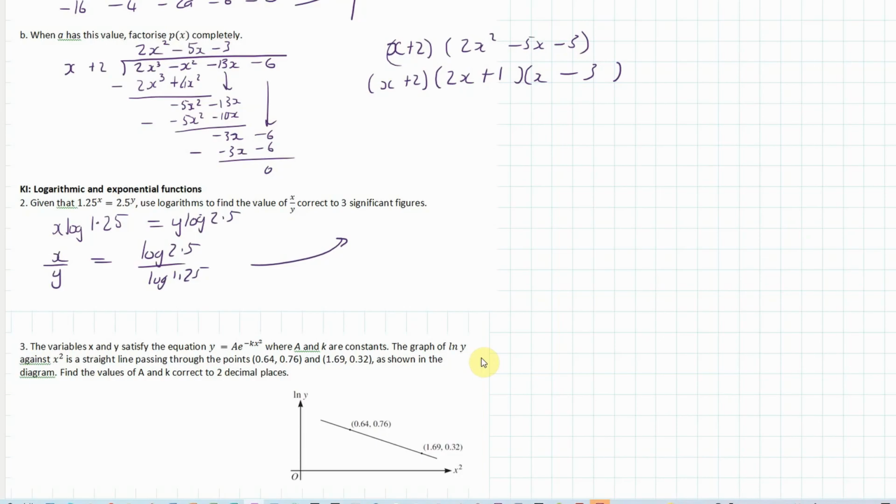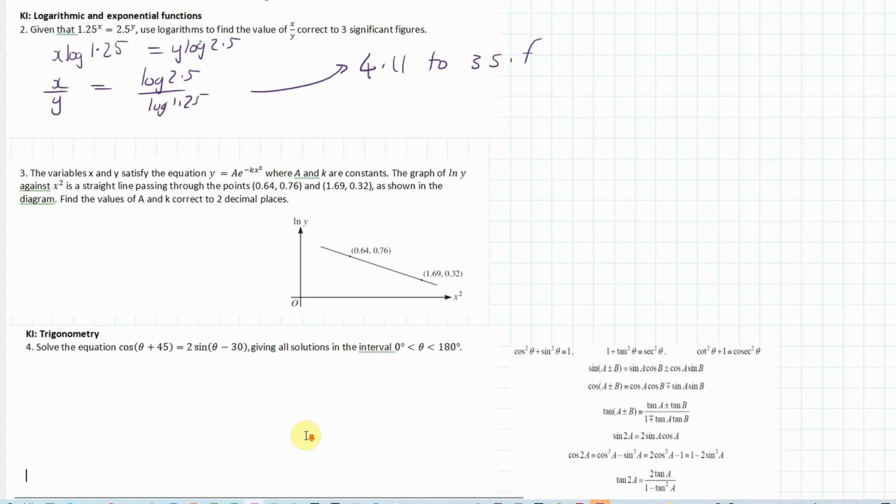Log 2.5 all over log 1.25. And now this is giving me 4.11 to 3 significant figures. Okay, the next one is one of these really annoying ones.